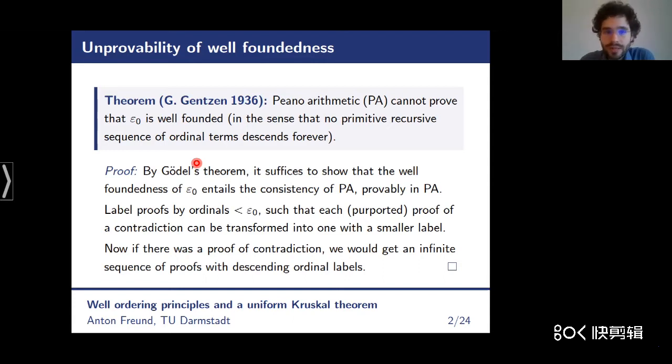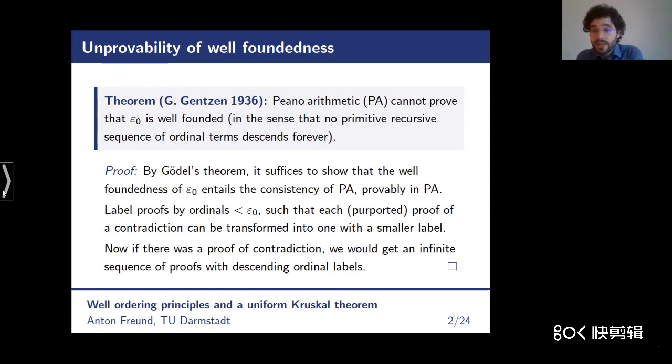So we want to prove that something is not provable in Peano arithmetic. And the idea is to reduce to a statement which we already know to be unprovable. And that comes from Gödel's theorem. So Gödel's incompleteness theorem tells us that the consistency of Peano arithmetic is unprovable in Peano arithmetic. So if working in PA, we can now show that the well-foundedness of our ordinal epsilon 0 implies the consistency of PA, then since PA cannot prove the consistency, it follows that PA cannot prove the well-foundedness of this complicated ordering epsilon 0.